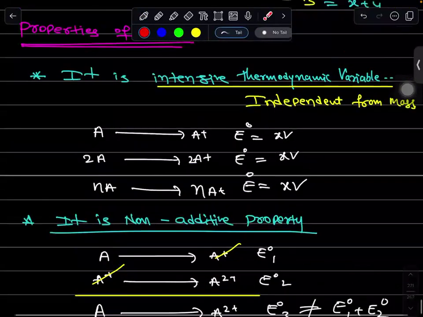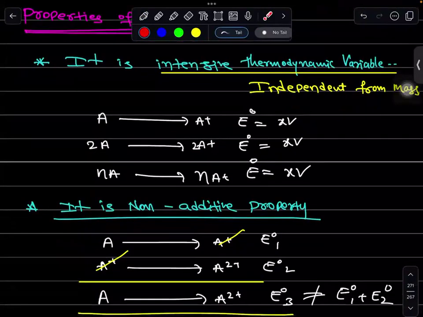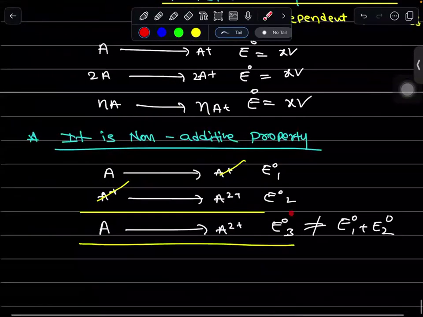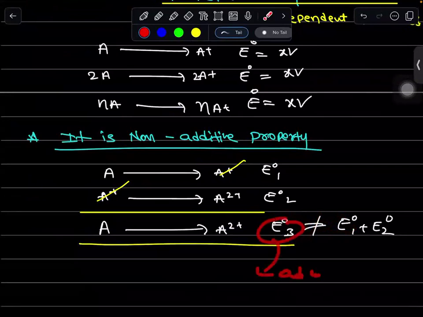Note down these two simple properties. Del G is an extensive thermodynamic variable which is dependent on the mass. E naught cell is an intensive thermodynamic variable which is independent of the mass. And del G is an additive property, E naught is a non-additive property. So if you want to find this E naught value, since they are not equal, you need to convert this non-additive property into an additive property and find it.